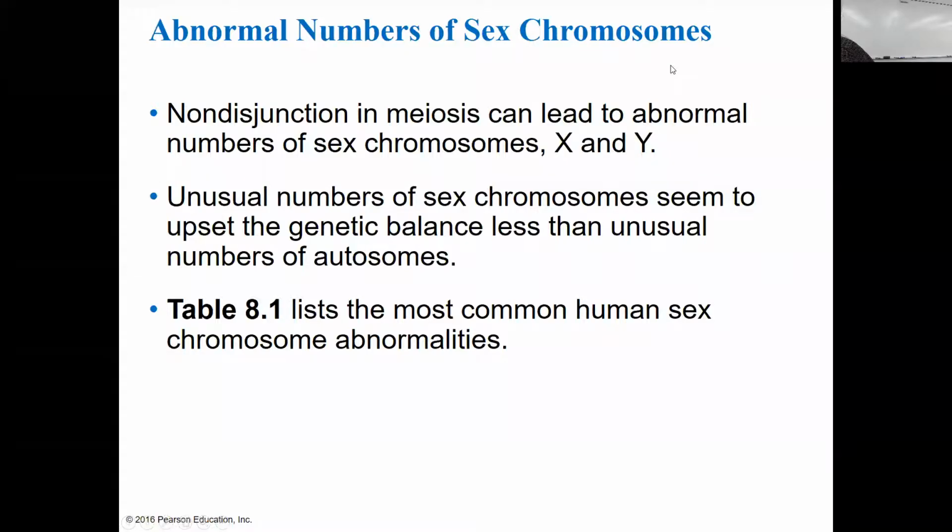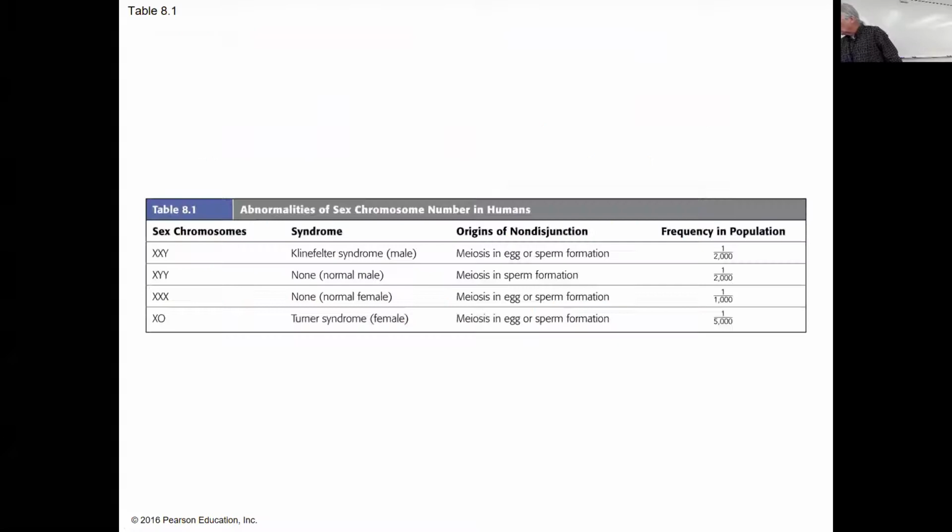Okay, we're back. And let's finish up chapter 8, cell reproduction. This would be 106, cell repro 40. We should be able to finish it up on this video. So we're going to go to table 8.1, and look at the most common human sex chromosome abnormalities.